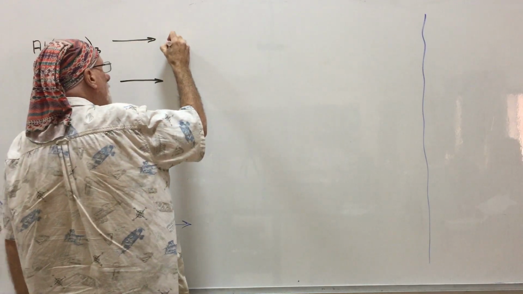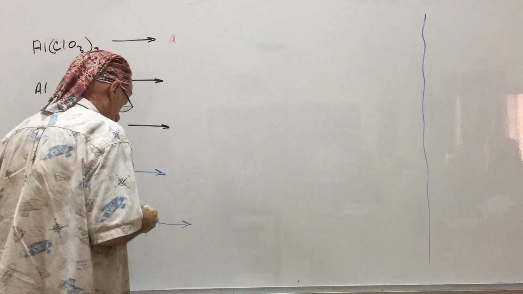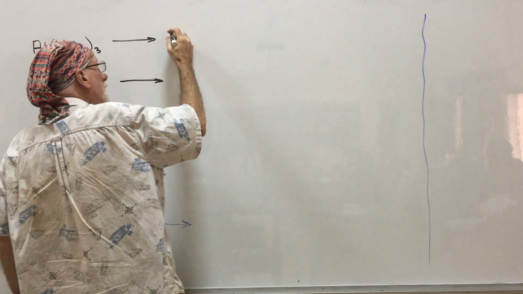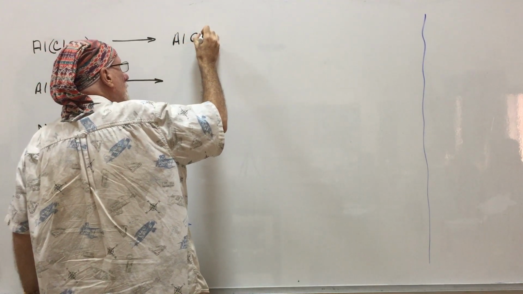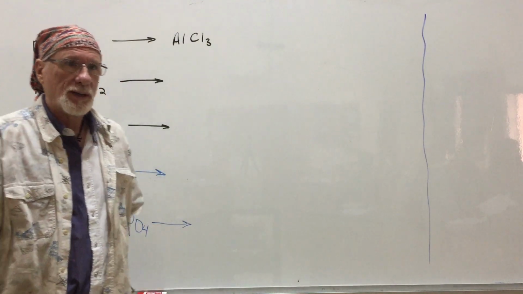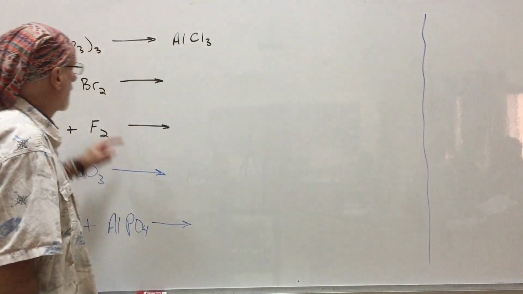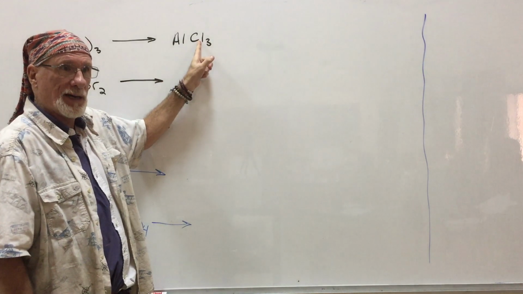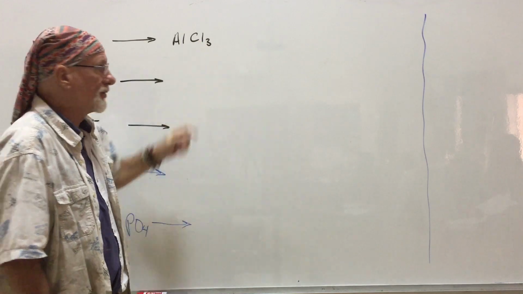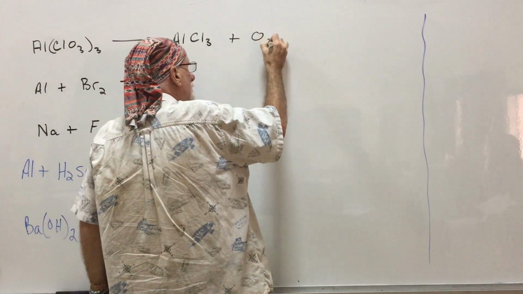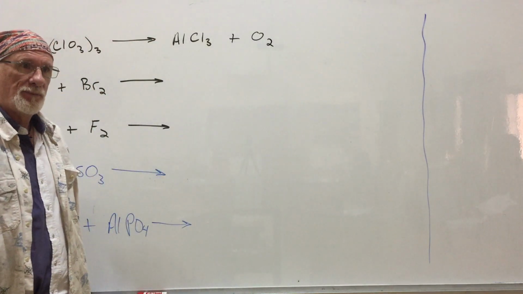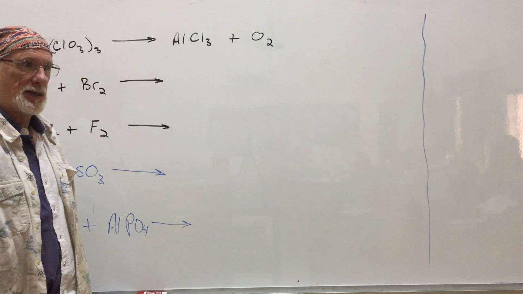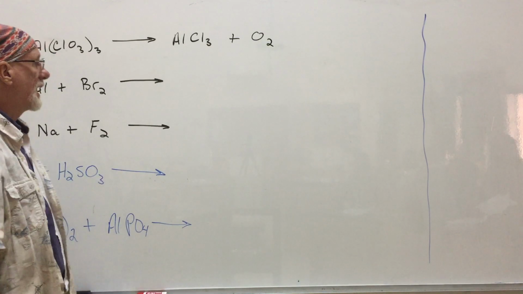So this will become aluminum chloride, AlCl3. Why? Because aluminum is +3 and the chloride ion is -1, so it's AlCl3 plus O2. Clear? Decomposition of a chlorate yields the corresponding metal chloride plus oxygen.